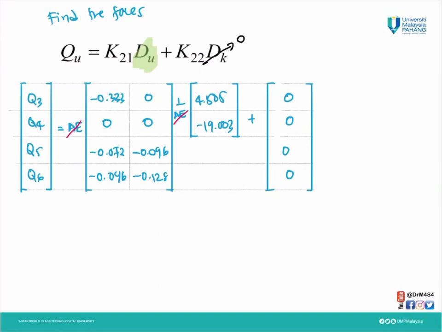For the first one, when we solve, we're going to have Q3 equal to negative 0.0333 times 4.505 plus 0. Then we will have negative 1.5 kilonewton. Then for Q4, do the same. Expand the matrix. We have the answer for that, 0 kilonewton.